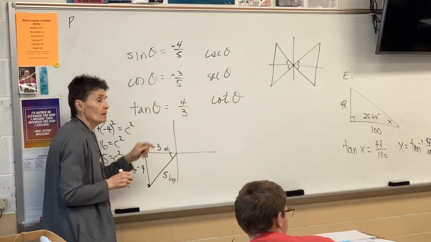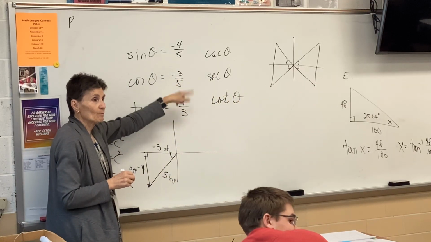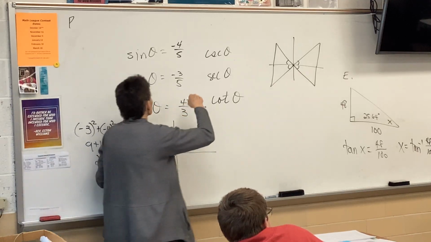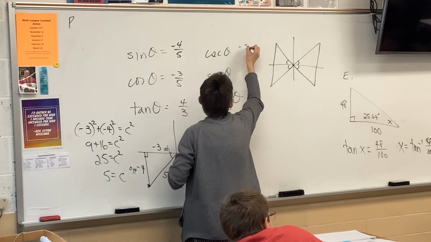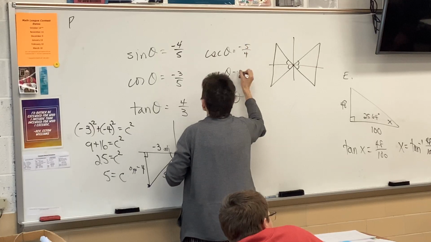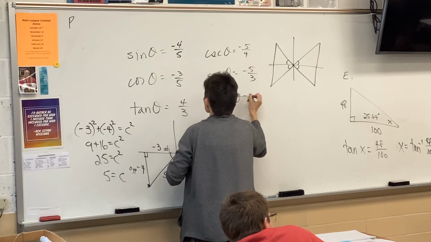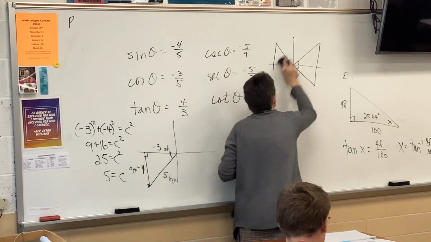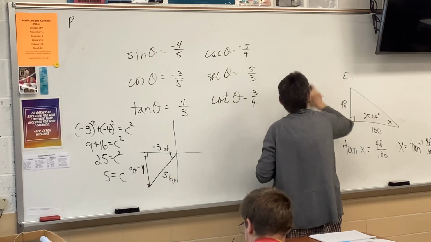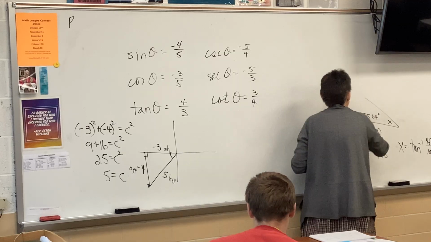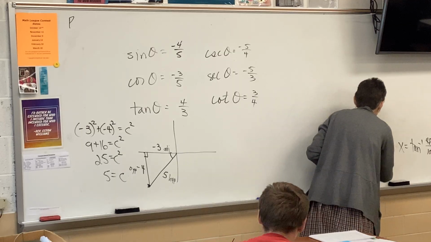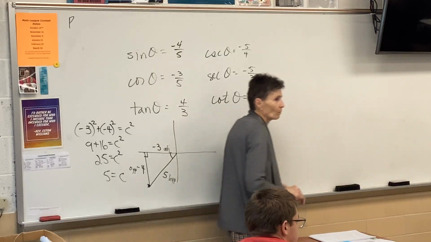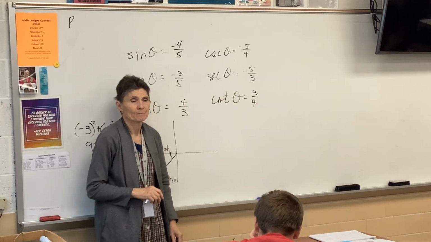Now, how do I get those? I remember that they are the reciprocals. So -5/4, -5/3, and 3/4. In a fraction, it does not matter where you put the negative. You can put it on the top, bottom, middle, it doesn't matter. Just put your negative somewhere when you write a fraction.